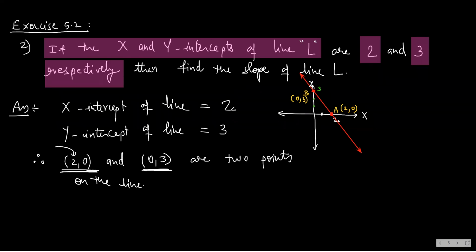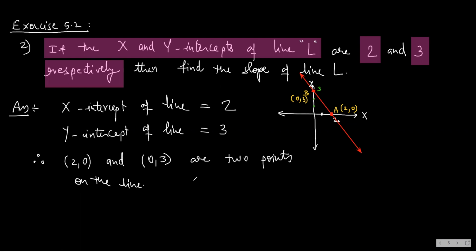Why (2, 0)? Because the x-intercept is 2. You can check (2, 0). And why (0, 3)? Because the y-intercept is 3. You can check here (0, 3). So (2, 0) and (0, 3) are two points on the line.